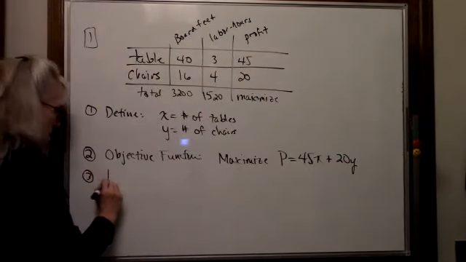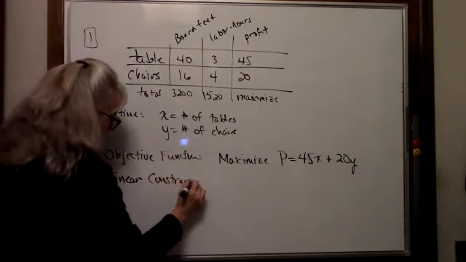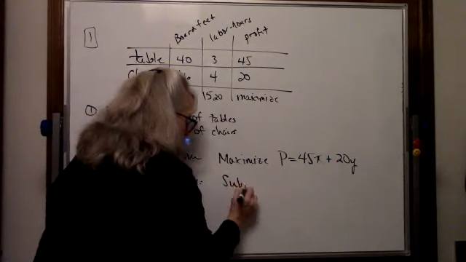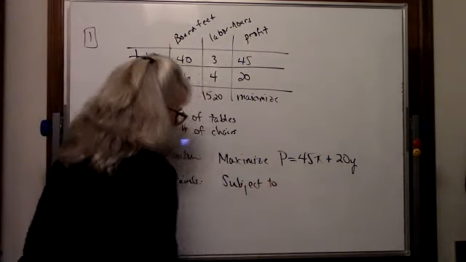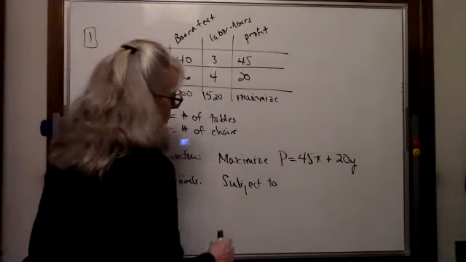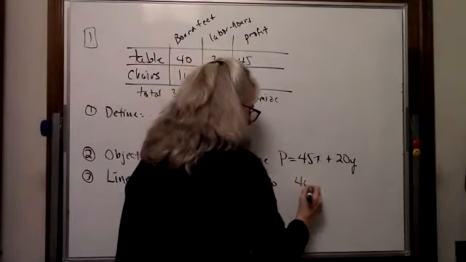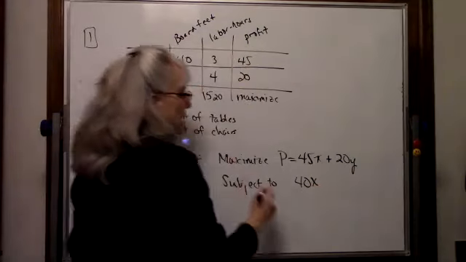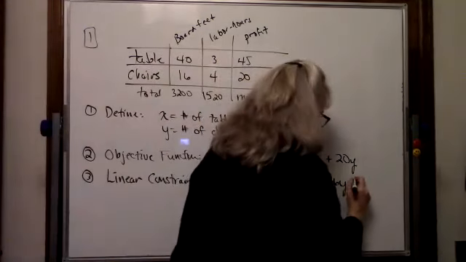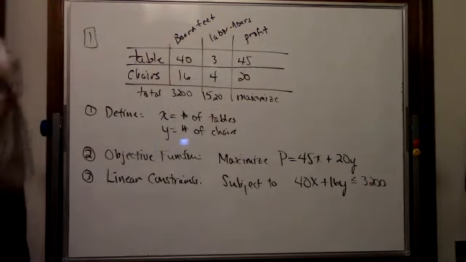So step 3 is our linear constraints. And so what we use here is we use the words subject to. So it's subject to the following constraints that are restricting us on what we've got. So one of my constraints is going to be from the number of board feet that I have available. So I know every table takes 40 board feet. Every chair takes 16 board feet. And I can't go over what's available in a week, which is that 3,200. So 40x plus 16y less than or equal to 3,200. And there's our first linear constraint.